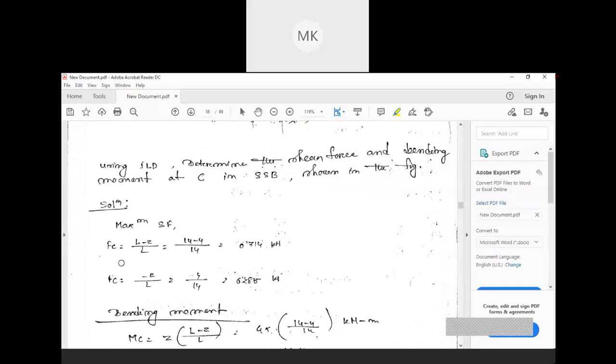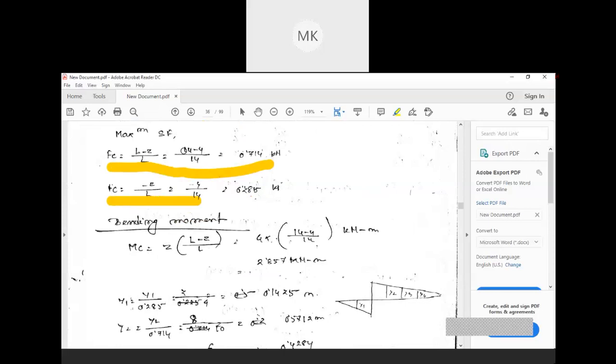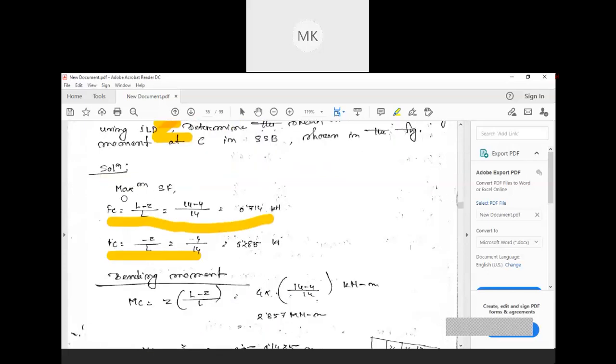Again in the same way we need to find out this FC, the maximum shear force at this point C. What is the total length? We have 2 meter, 2 meter, 2 meter, and 4 meter. So the total length of our beam, L, is 14. Z is nothing but the distance of C from support A. If we consider this as A, then at a distance of 4 meter, this is our Z. Just put in the values and you can easily find out the FC at that point.